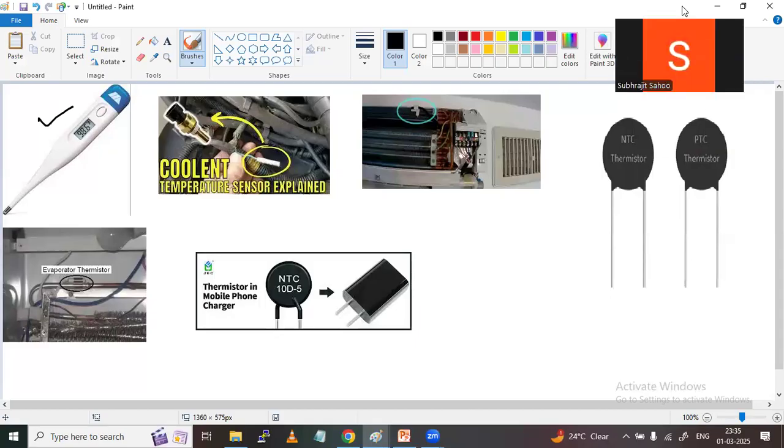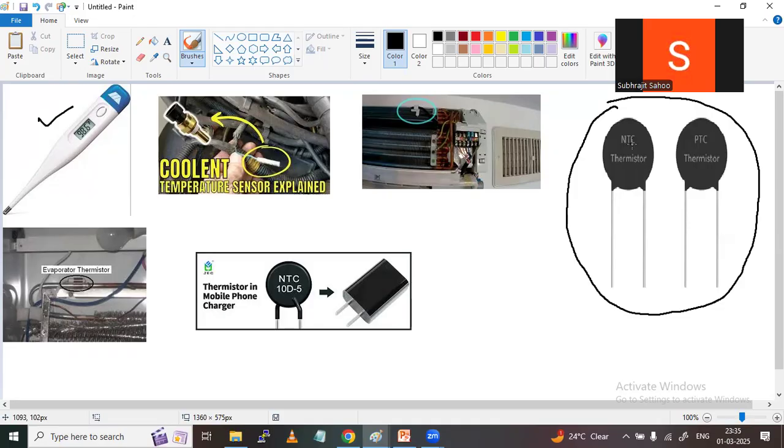Now this is the diagram of the thermistor, how it looks. It is a very small component, not a very big one. It may be disc type, circular type, or rectangular type; it can be available in any shape. I have collected this picture from the internet. So it is the thermistor.